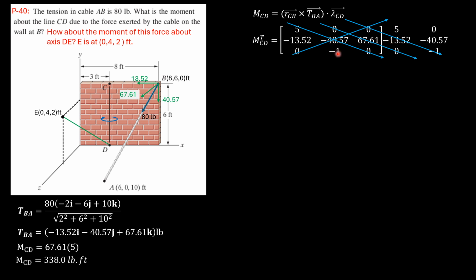So negative of negative 1 times 67.61 times 5, that's positive, which is this value here, 338.0 pound-foot. And the last product is 0 also. That's why the scalar value of moment of the tension force about CD is indeed positive, 338 pound-foot.